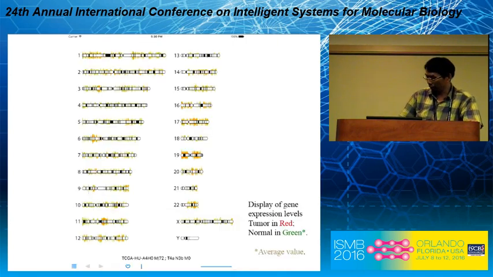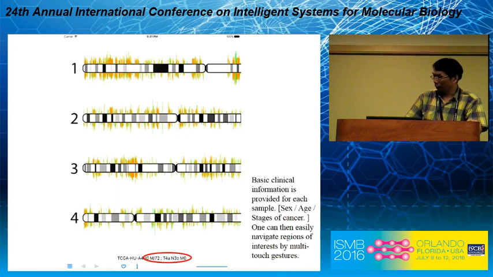Then you can display the gene expression level. Tumor is in red and normal is in green. You can see brief clinical data on the patients: the sex, age, and stage of the cancers. And obviously you can zoom in and zoom out and navigate around using multi-touch.